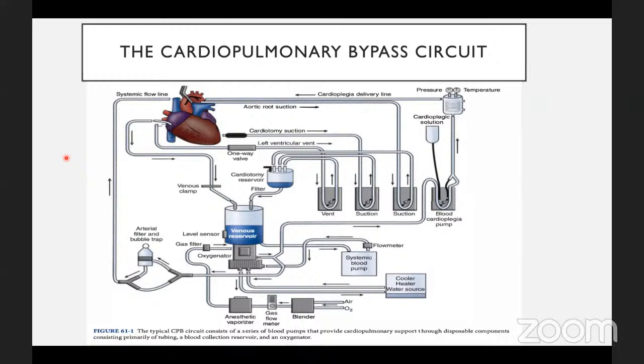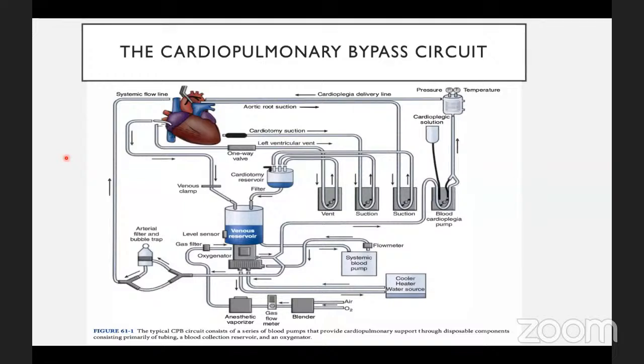As we said once earlier, it can be used as a prime ultrafiltration. So when we use prime ultrafiltration, we just filter the prime without connecting to the patient, and we purify the prime.